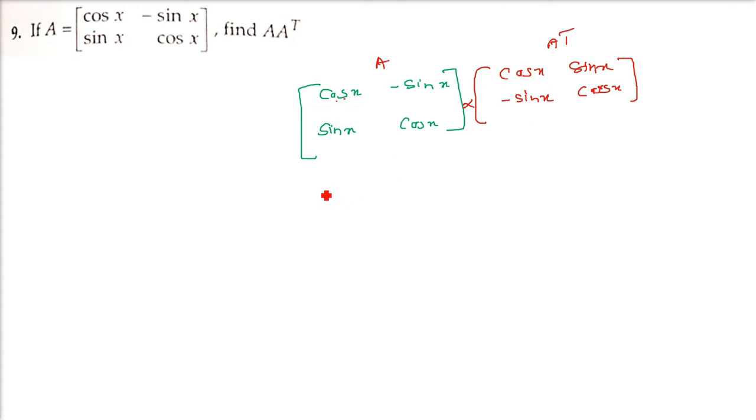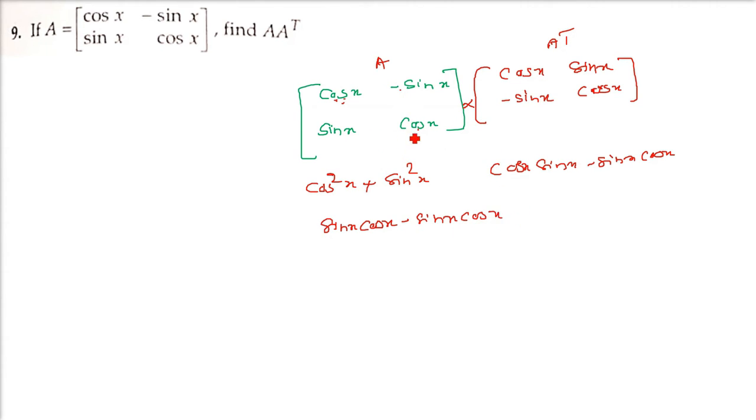Cos x and cos x is cos squared x. Minus sin x and minus sin x is minus sin square x. Minus minus plus, so cos square x plus sin square x. Now first row with the second column, cos x sin x is cos x sin x. And then we have minus sin x cos x. Minus sin x cos x. Now second row with the first column, sin x cos x. Cos x and sin x is minus sin x cos x. Now second row with the second column, sin square x, and cos x times cos x is cos square x.